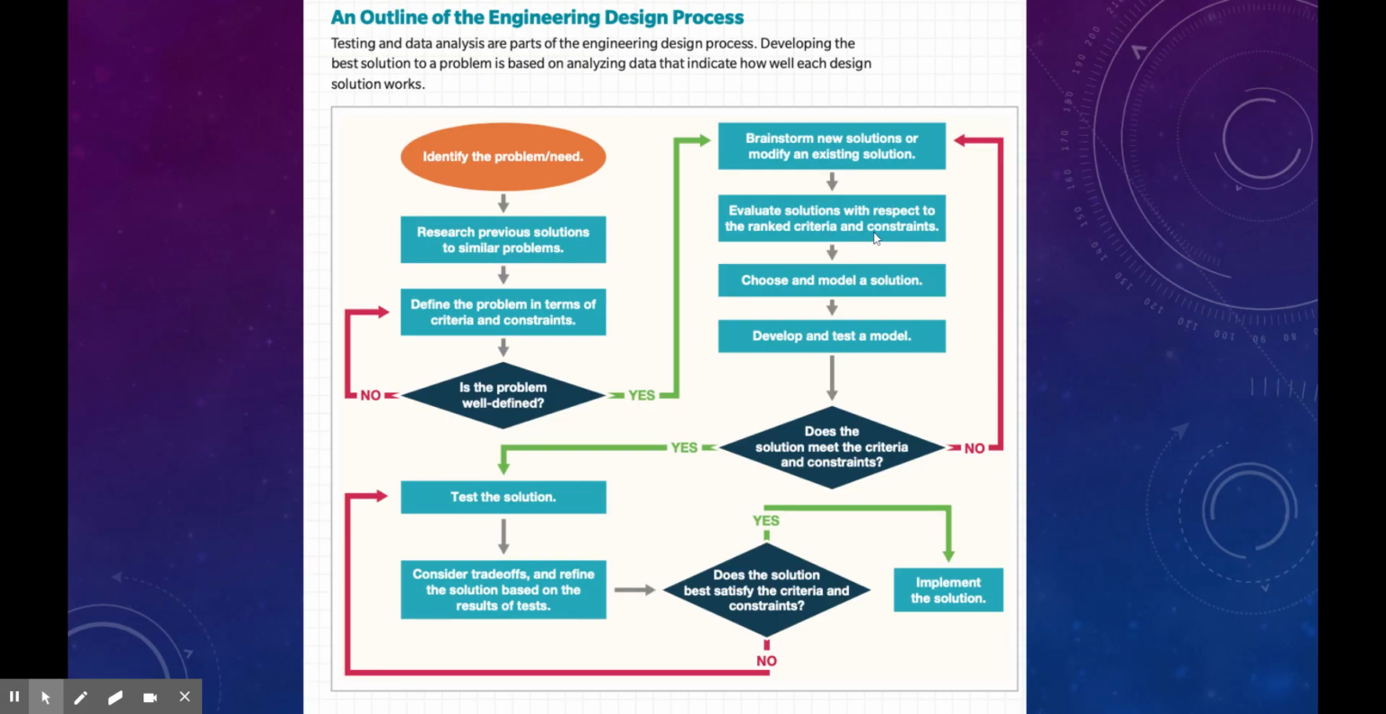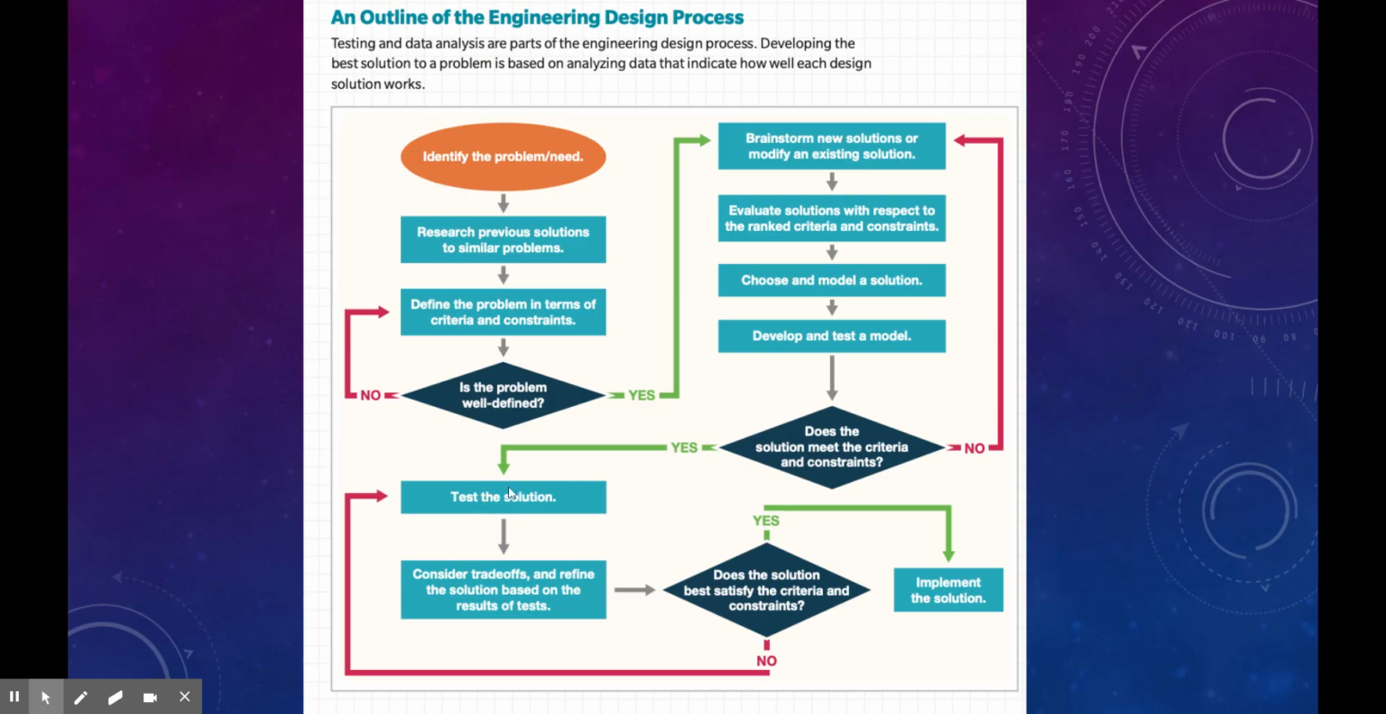So take a look at your solutions, and then look at them with the criteria and the constraints. Which one is the best? Choose and model a solution. Develop and test a model. Does the solution meet the criteria and constraints? No. If not, you need to go back and brainstorm again. If it does, then you can move on to test the solution.